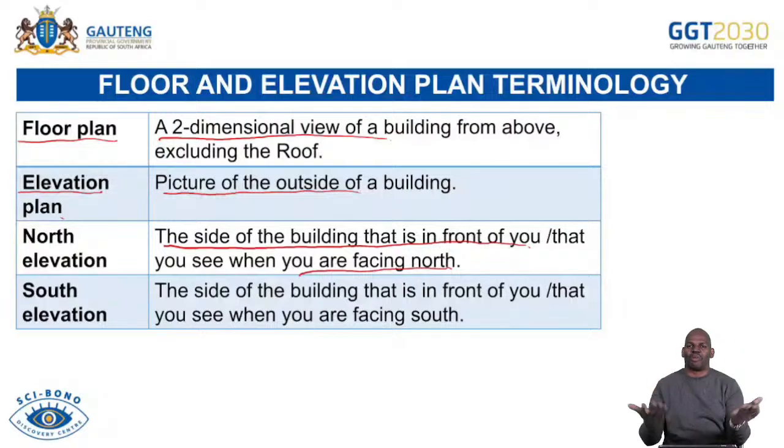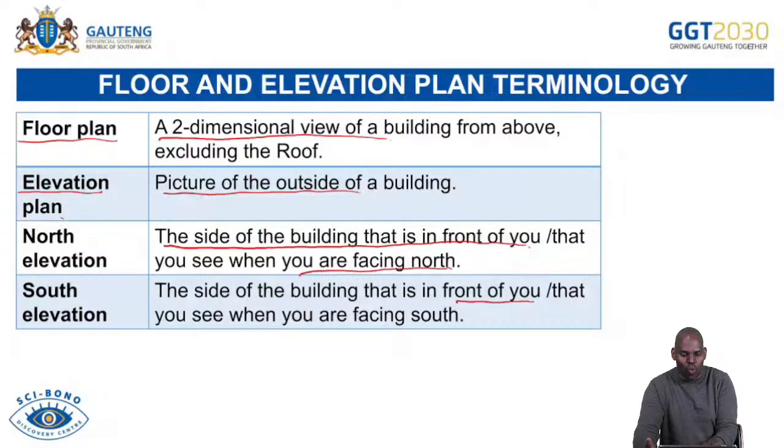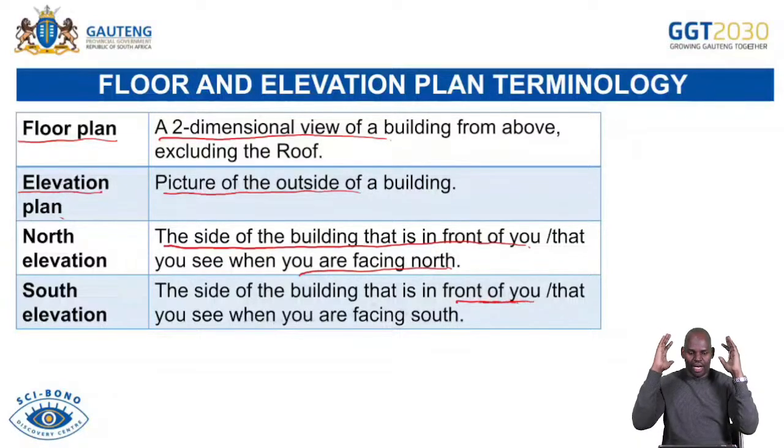But if you look at it from outside, the north elevation means you'll have to face south to see the north elevation. Again, the south elevation is the side of the building that is in front of you when you are facing south. This means you are inside the house, facing south, so the very same wall that you are facing is the south elevation. But if you are outside, you will have to face north to see the picture of the south elevation. So I hope it makes sense.